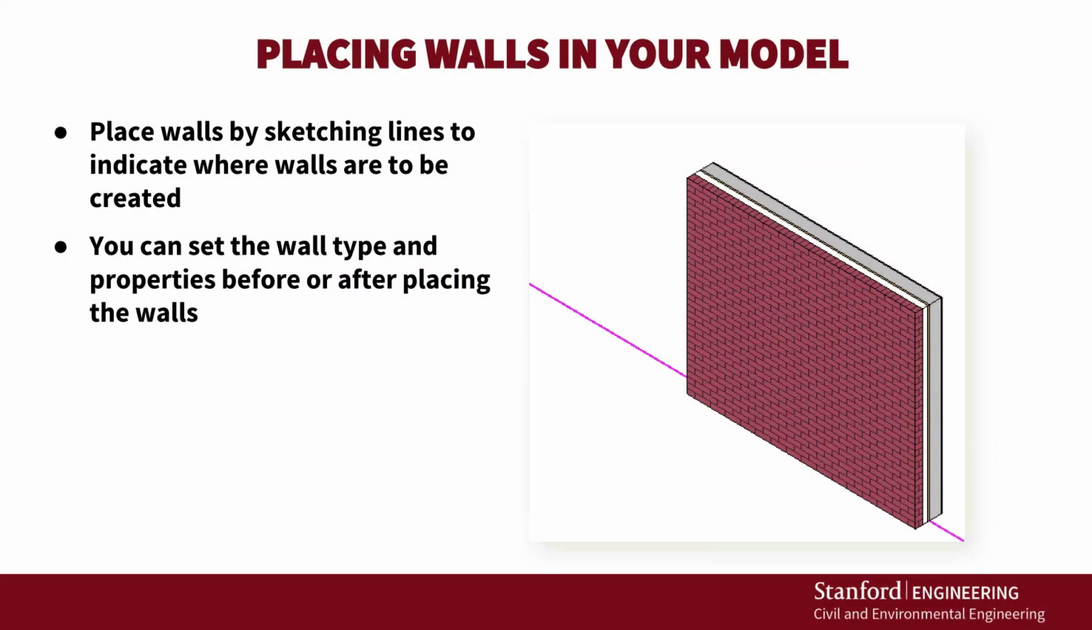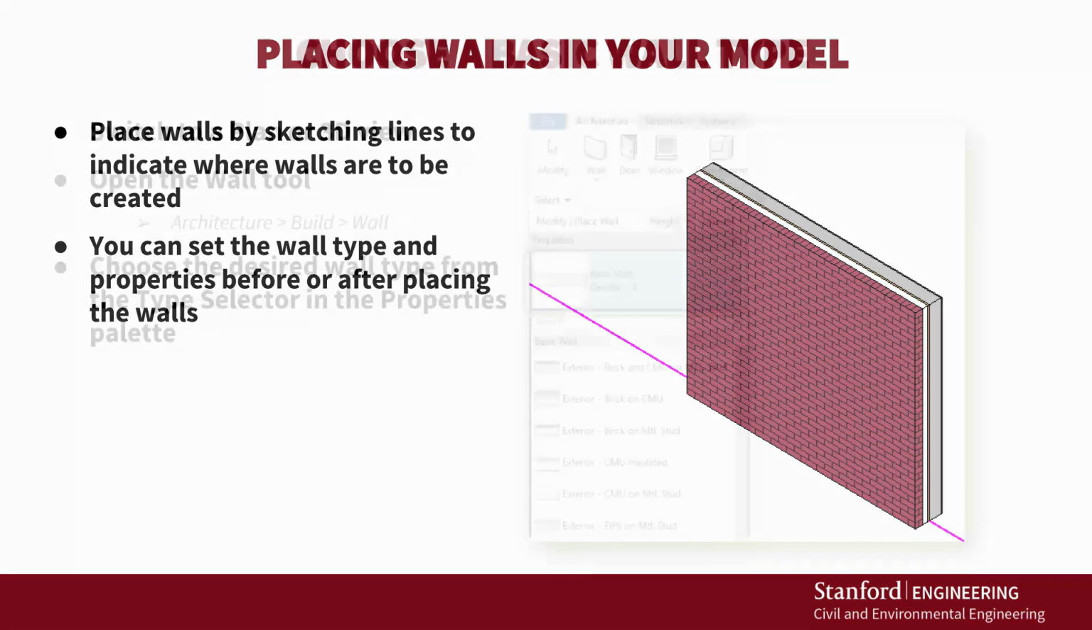As we create our first building model, a great place to start is by placing the walls, which will help define the spaces that we'll be creating in our building. Now you can place walls by sketching lines to indicate where the walls should be created. And you can set properties for those walls. You can choose a wall type either before or after you place the walls.